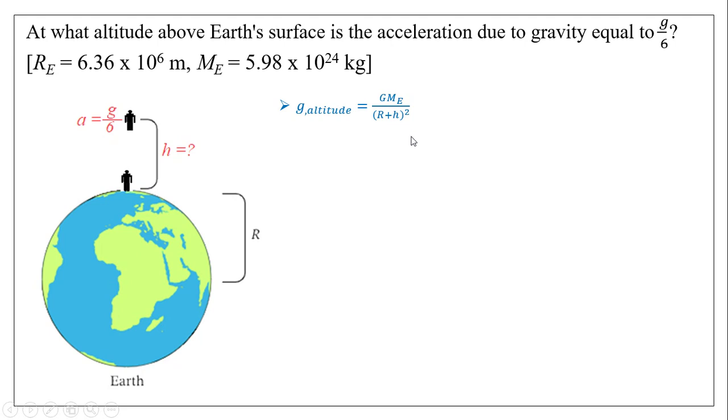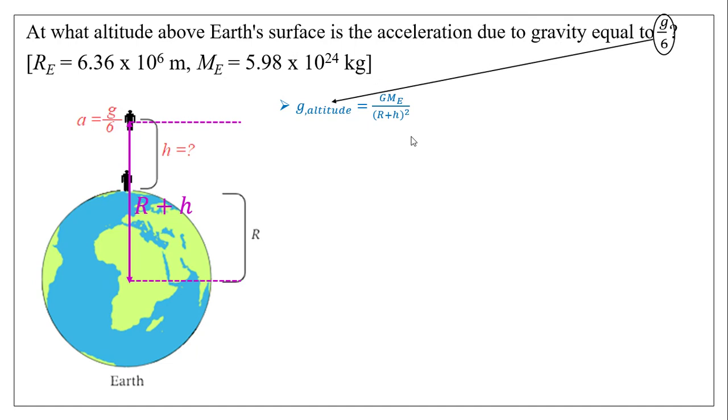So this is where, if you're not careful with the usage of parentheses, you might screw your work over, okay? Well, I know for a fact that this is r plus h. So therefore, I can plug in g altitude, and g altitude is given as g over 6. So I'm just going to go ahead and substitute out like I did in the last process. G over 6.